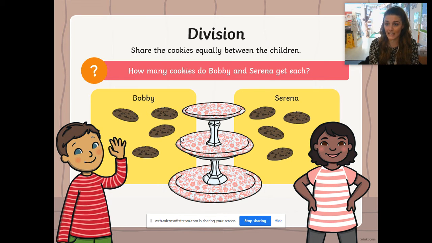So if a number is even, that means we can share it equally between 2 groups, okay? If a number is odd, we cannot share it equally or share it fairly between 2 people, okay? So that means that Bobby and Serena, they've both got 4 each. That means the number 8 is an even number, okay? If they did not have the same number and it was not shared fairly, then that would mean the number is an odd number. Okay, but that's only when you halve the number or share it between 2. That means the same thing.